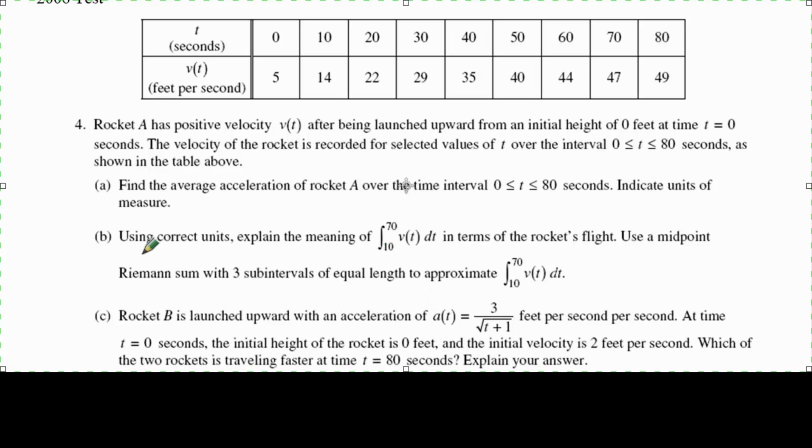The first thing, we want to use correct units to explain the meaning of this in terms of rocket flight. Okay, so to go from velocity, the antiderivative of velocity is position. So you have basically your position at 70 minus your position at 10. That's what this exactly gives us. So what is it? It's our displacement, or our change in position, over the time period.